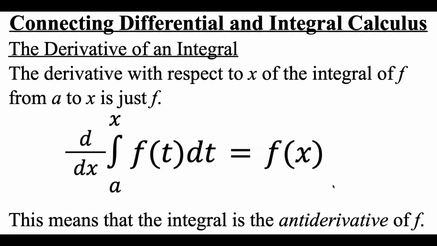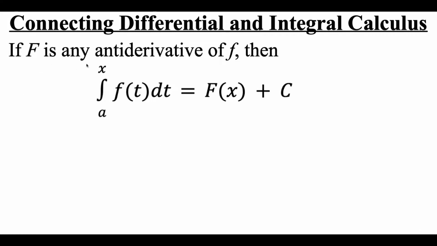Now, just like it sounds, the antiderivative is the opposite of doing a derivative. So we can sort of think about integration as the opposite of differentiation. Now we're going to let capital F represent some antiderivative of our function f. So if we do the integral of our function f from a to x, then that's going to equal our antiderivative plus some constant value.